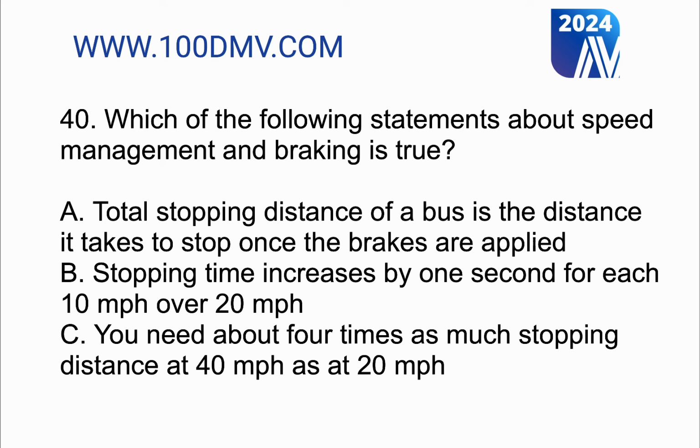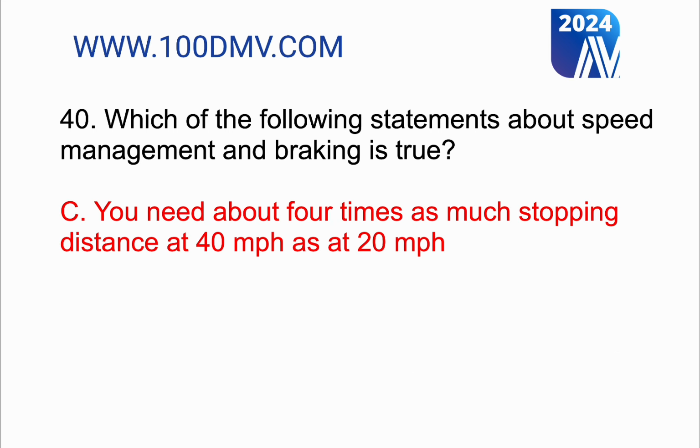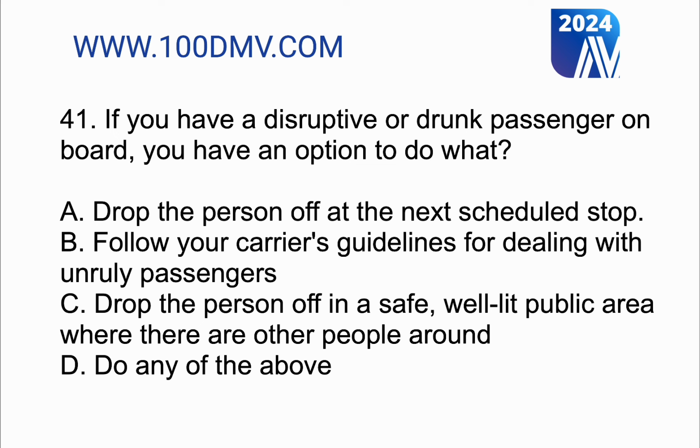40. Which of the following statements about speed management and braking is true? A. Total stopping distance of a bus is the distance it takes to stop once the brakes are applied. B. Stopping time increases by 1 second for each 10 mph over 20 mph. C. You need about 4 times as much stopping distance at 40 mph as at 20 mph. Correct answer. C. You need about 4 times as much stopping distance at 40 mph as at 20 mph.